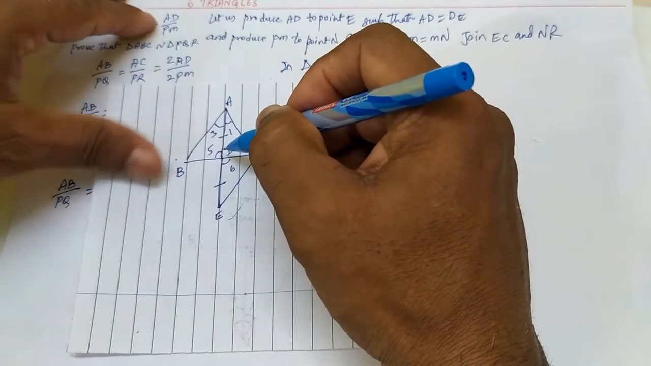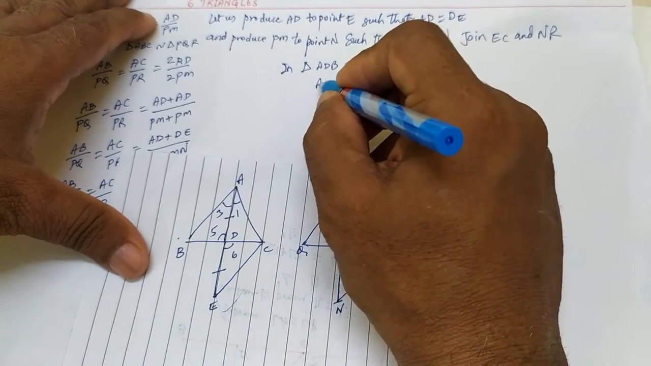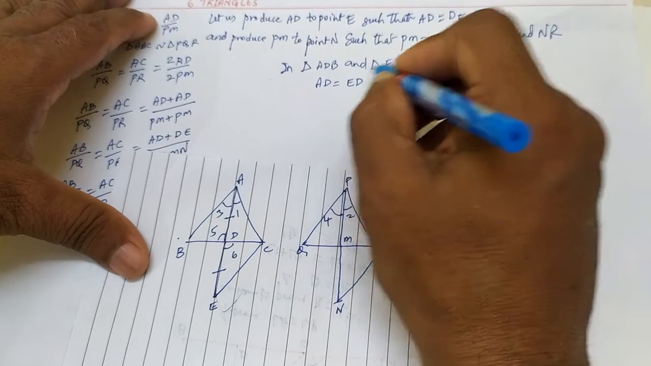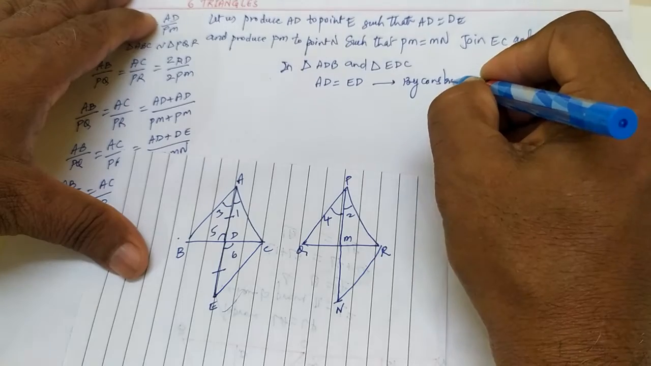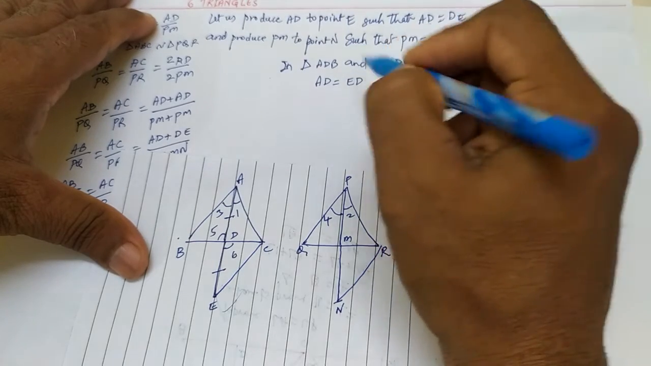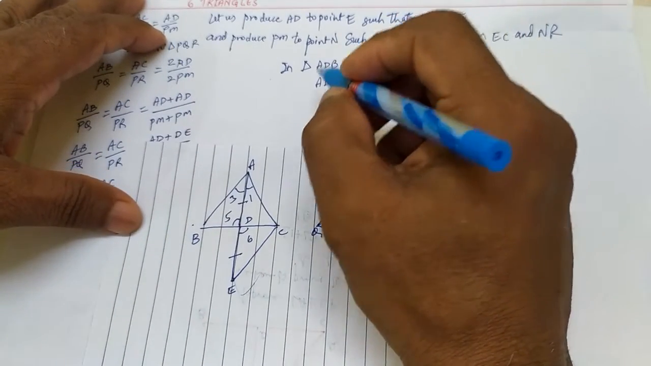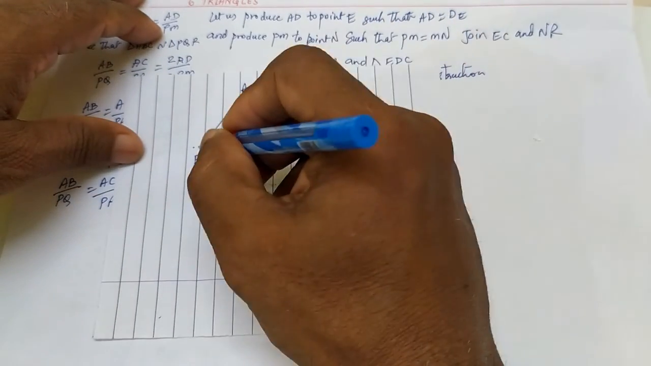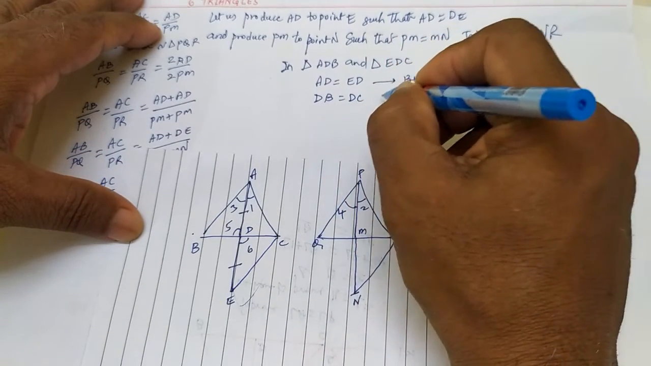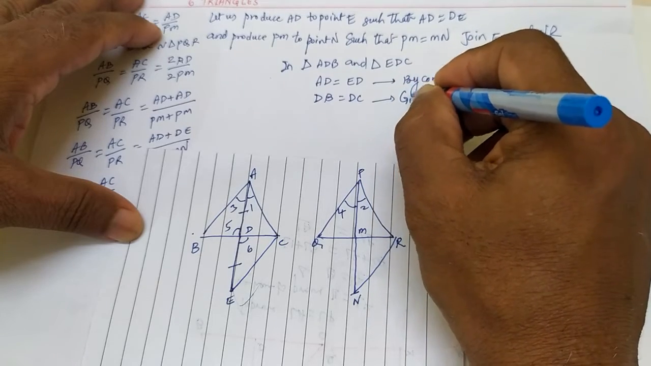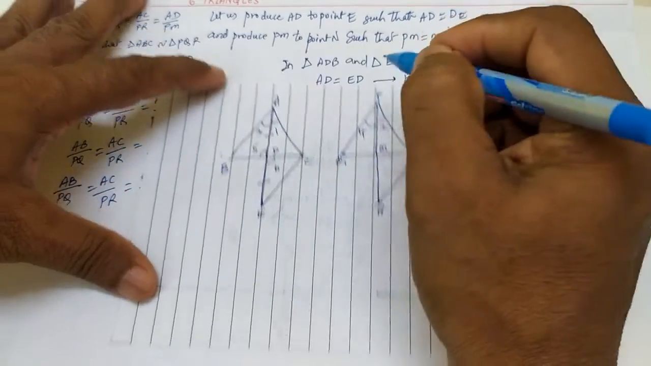First of all, here AD is equal to ED. We have done this, by construction, as we have constructed AD and ED the same. And DB equals DC, this is given to us. And we can say angle 5 is equal to angle 6.